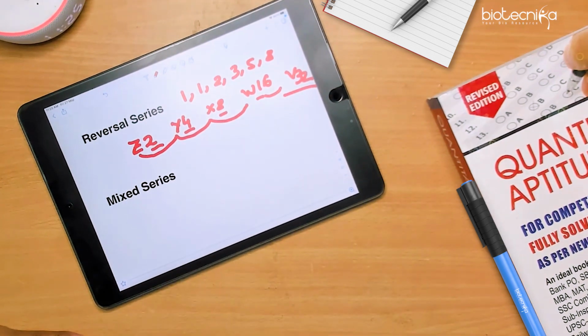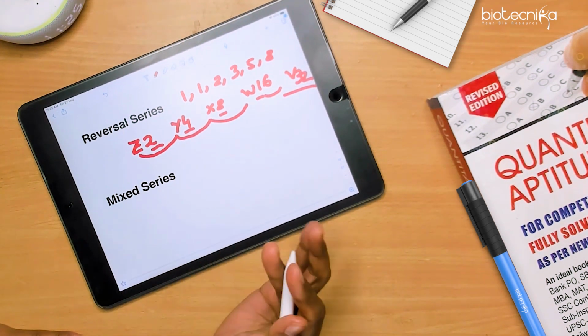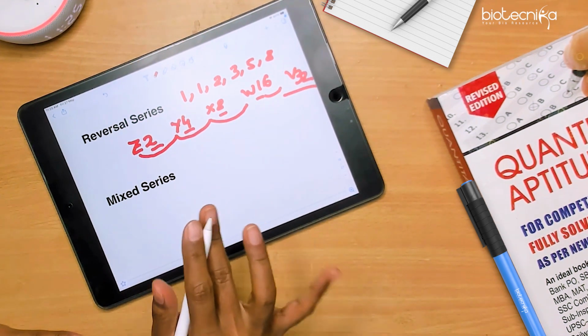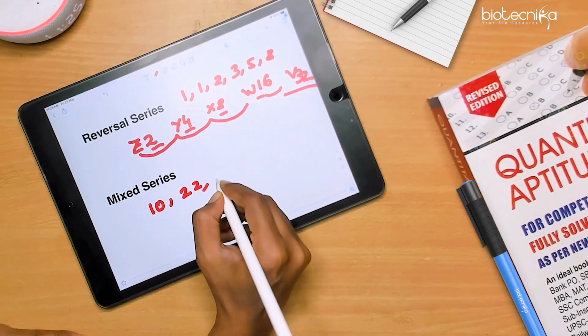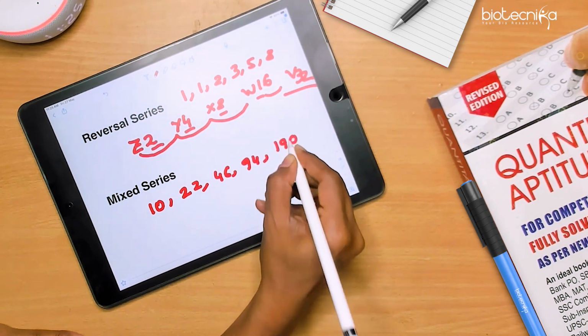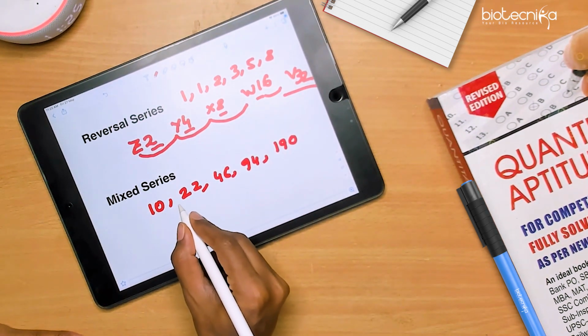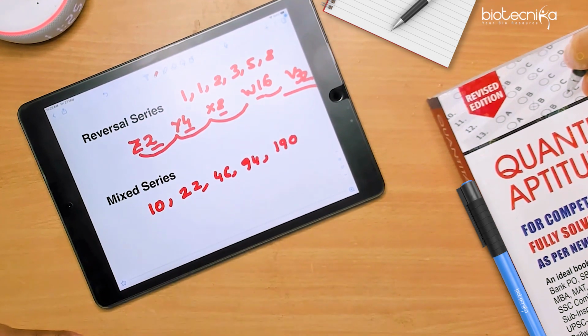Mixed series, they don't really have a pattern. They have more than one pattern arranged in a single series, or it may have been created according to some unorthodox rules. For example, if you have 10, 22, 46, 94, 190. So for this, 10 into 2 is 20, 20 plus 2 is 22. Like that it will continue, right?